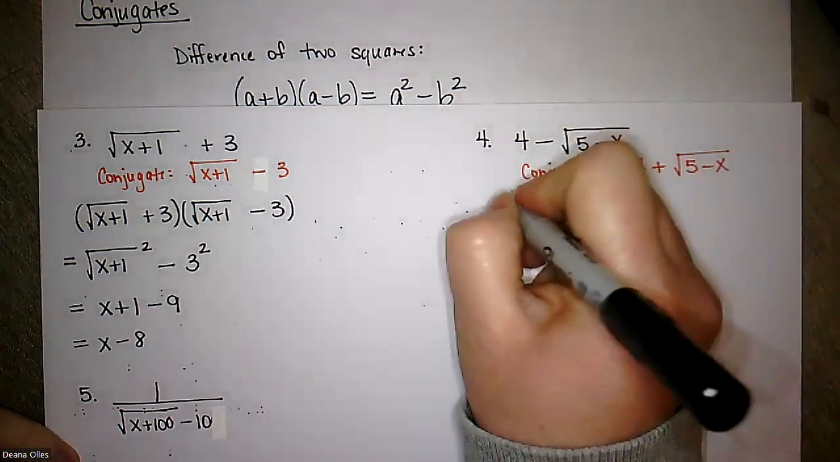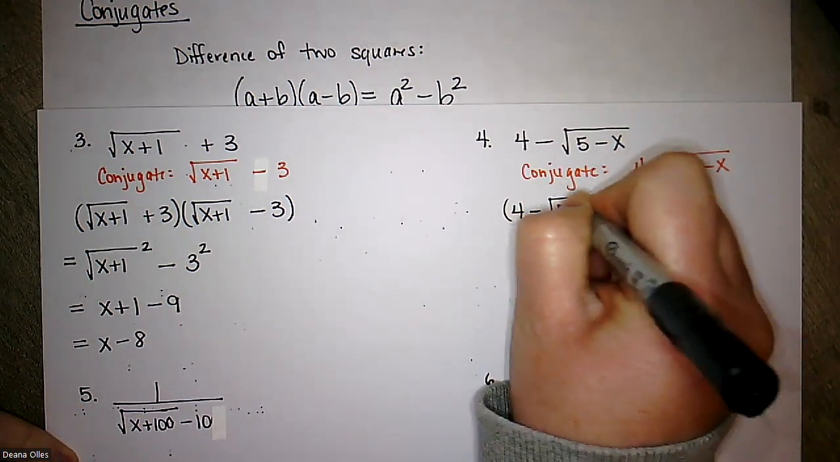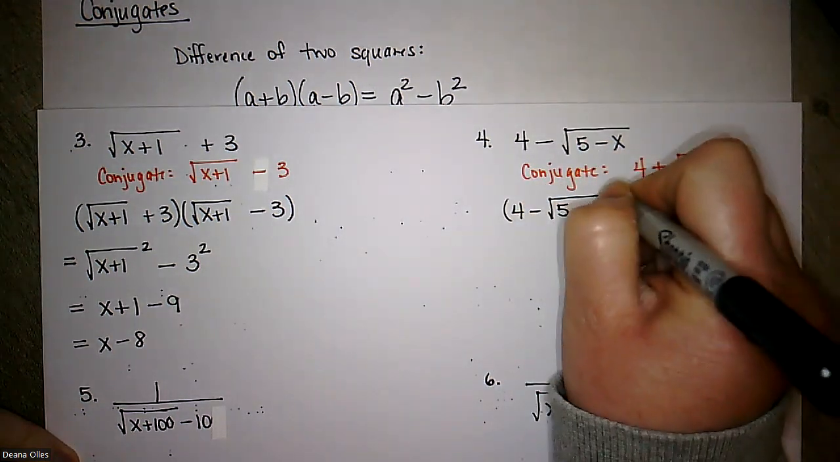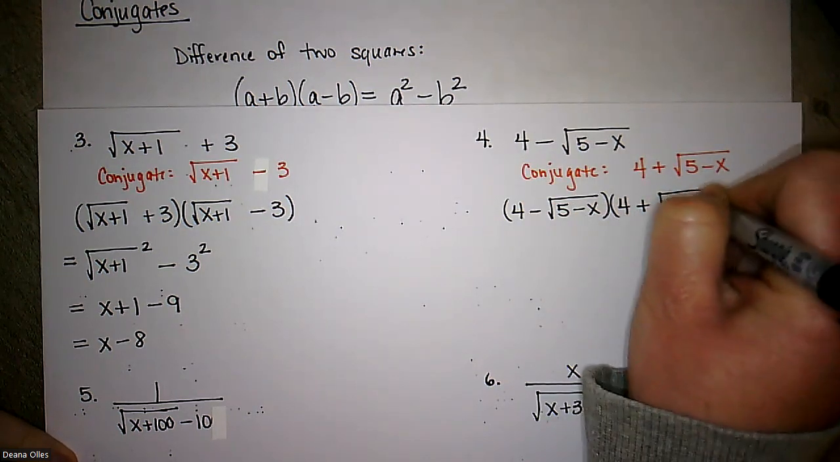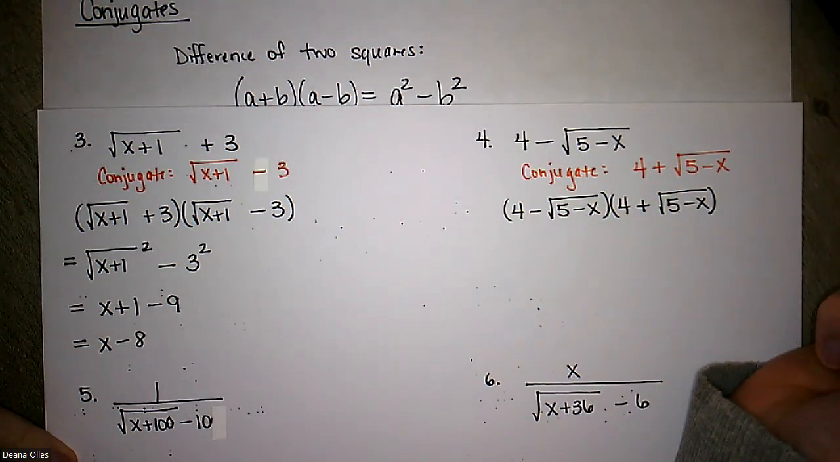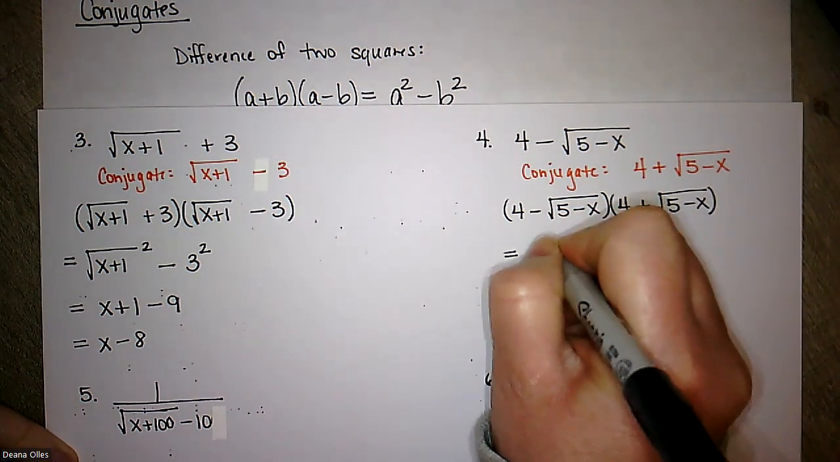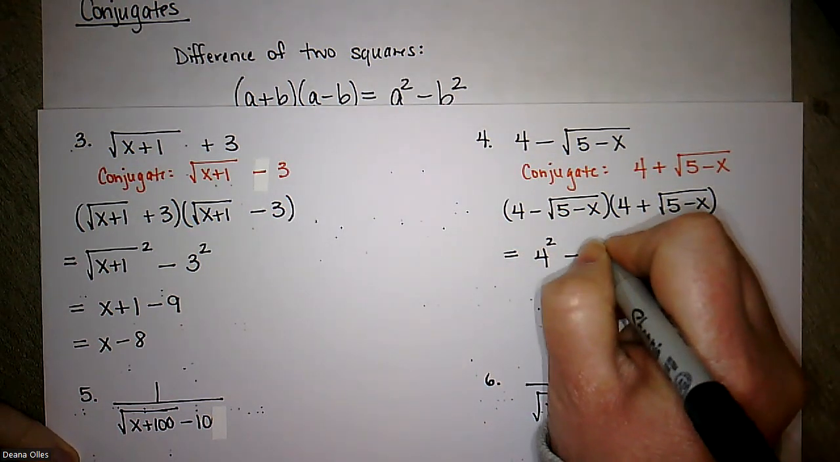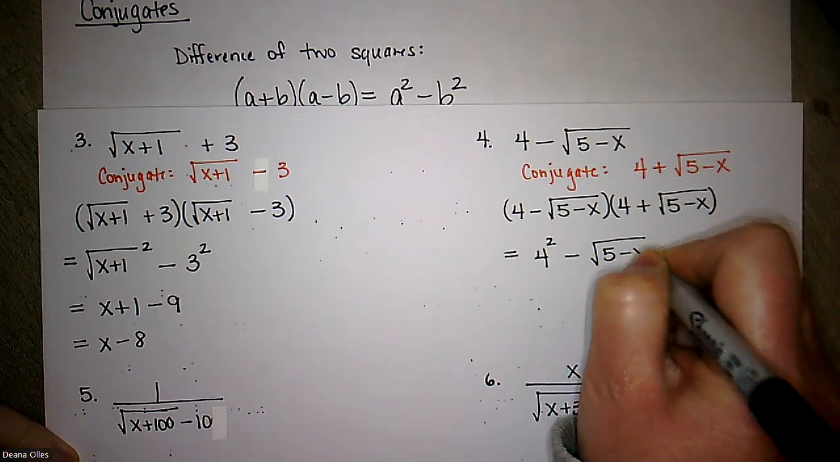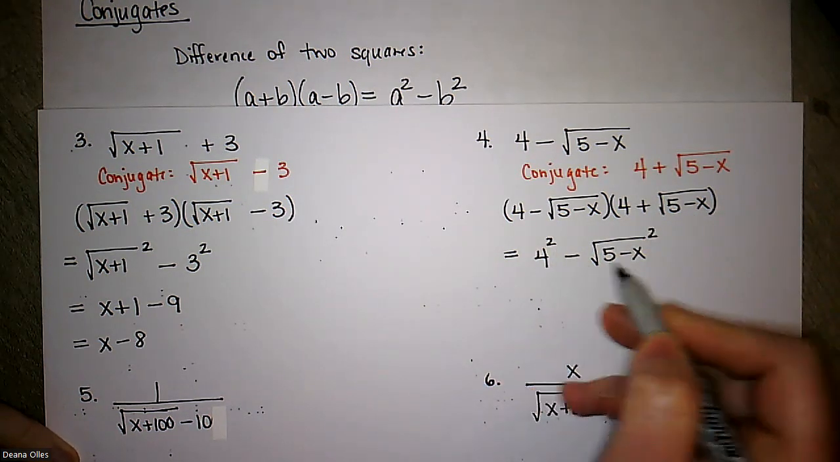Okay, so 4 minus the square root of 5 minus x, times 4 plus the square root of 5 minus x. Same idea. A is 4, a squared, minus b, the square root of 5 minus x, b squared. A squared minus b squared.